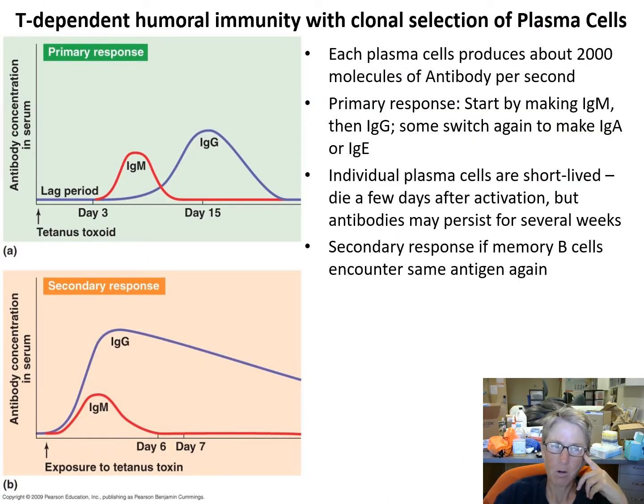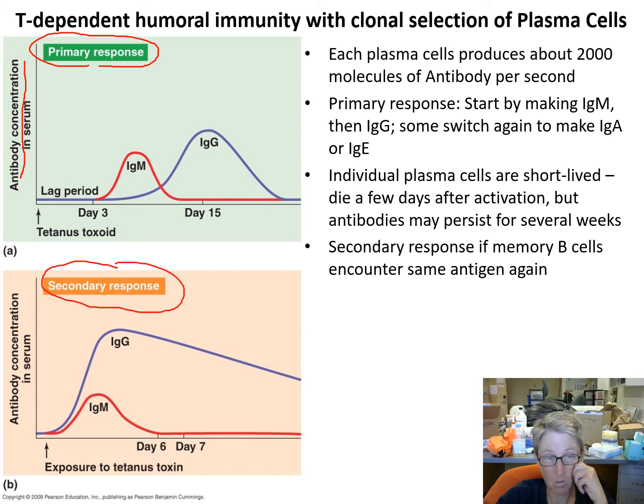So these are graphs of time periods in primary and secondary response to a pathogen. If you look on the y-axis, it says the antibody concentration in the serum, and on the x-axis is the number of days. In the primary response, that's the first time you see the microbe. The secondary response is the second time you see the microbe.